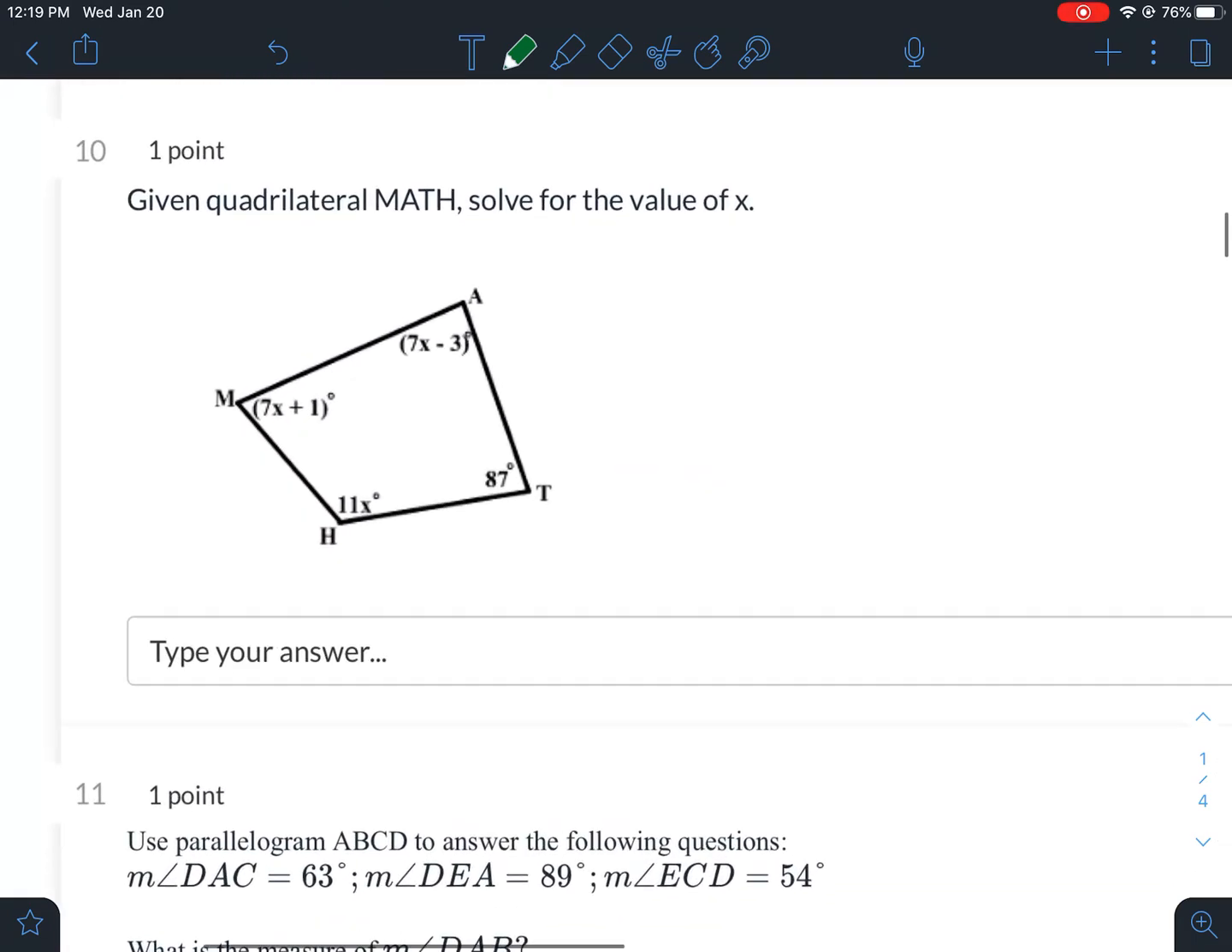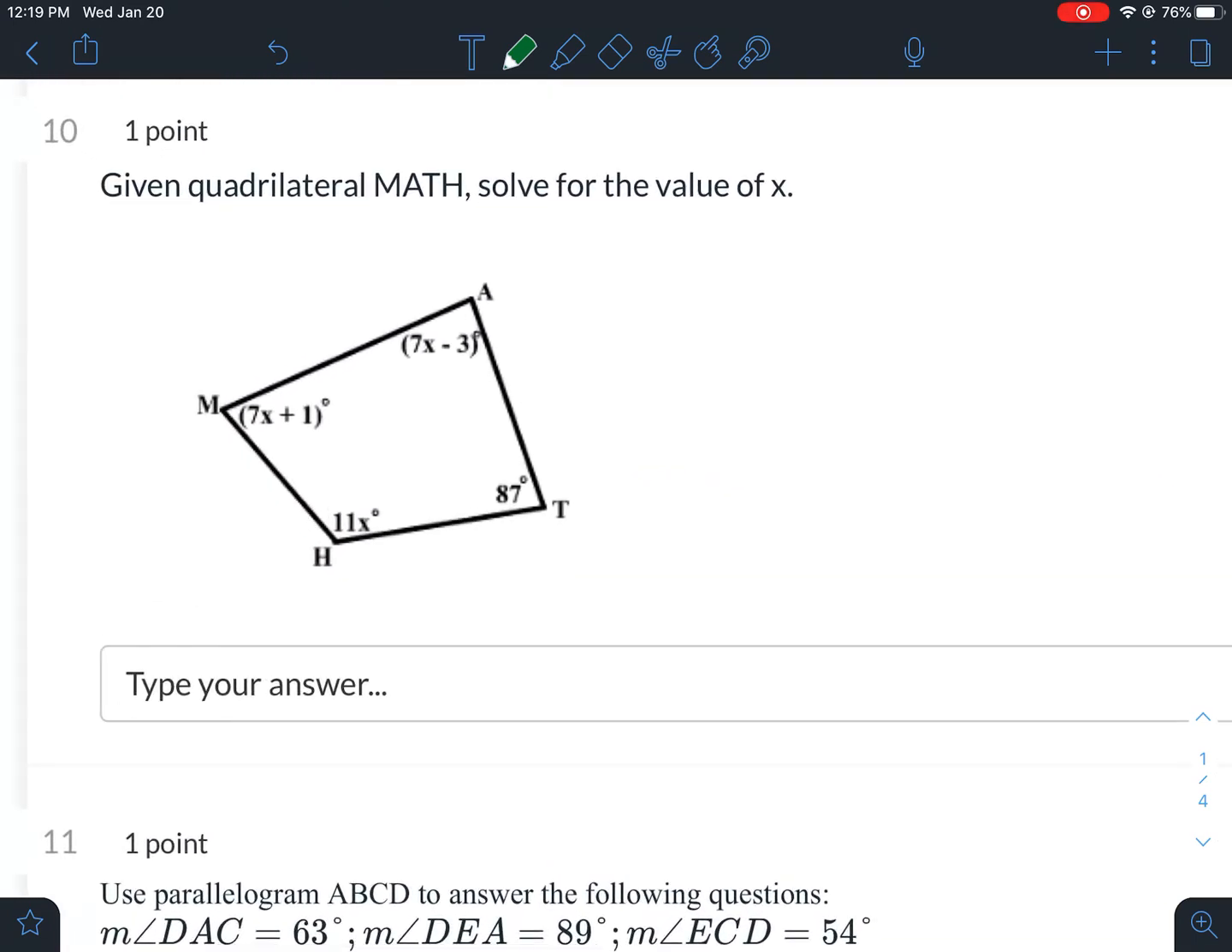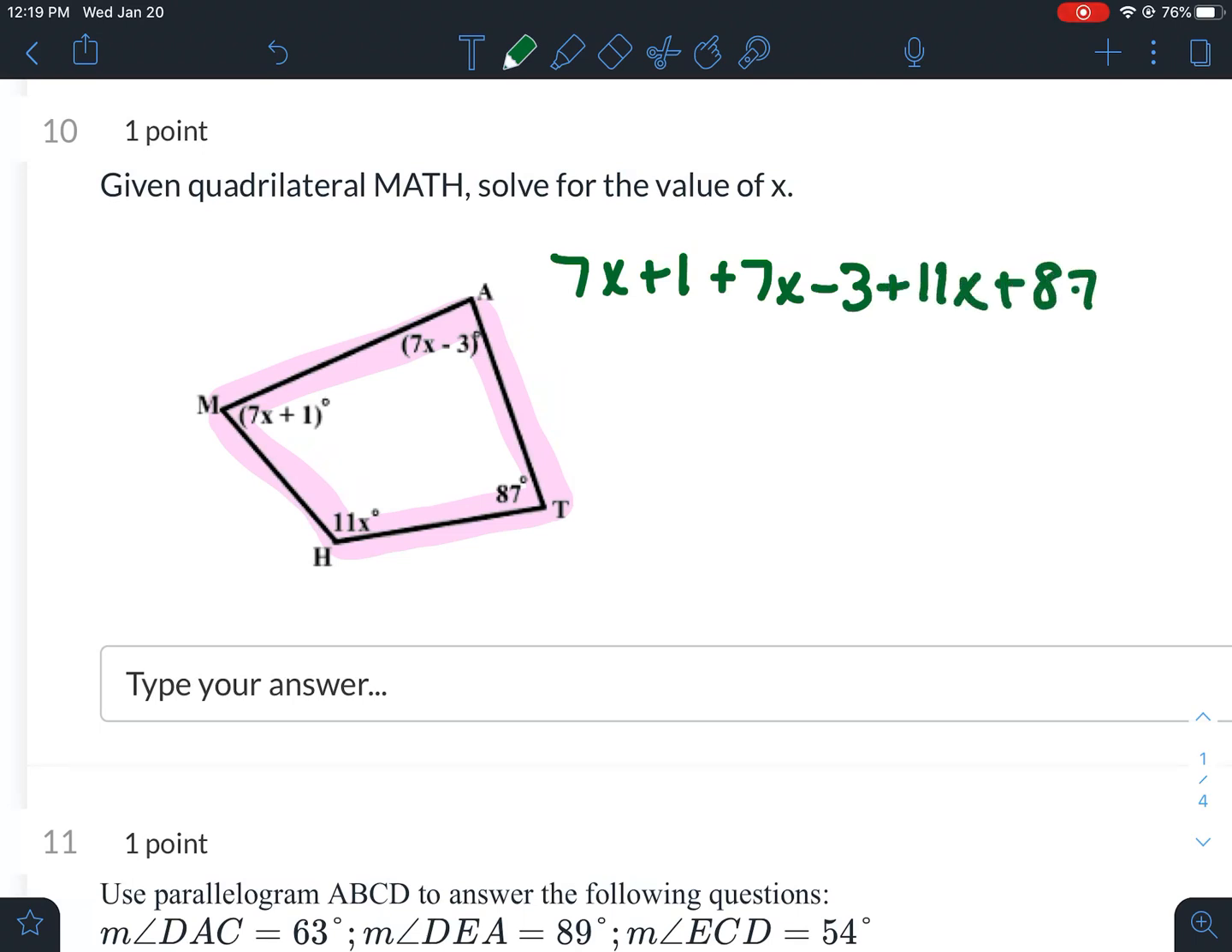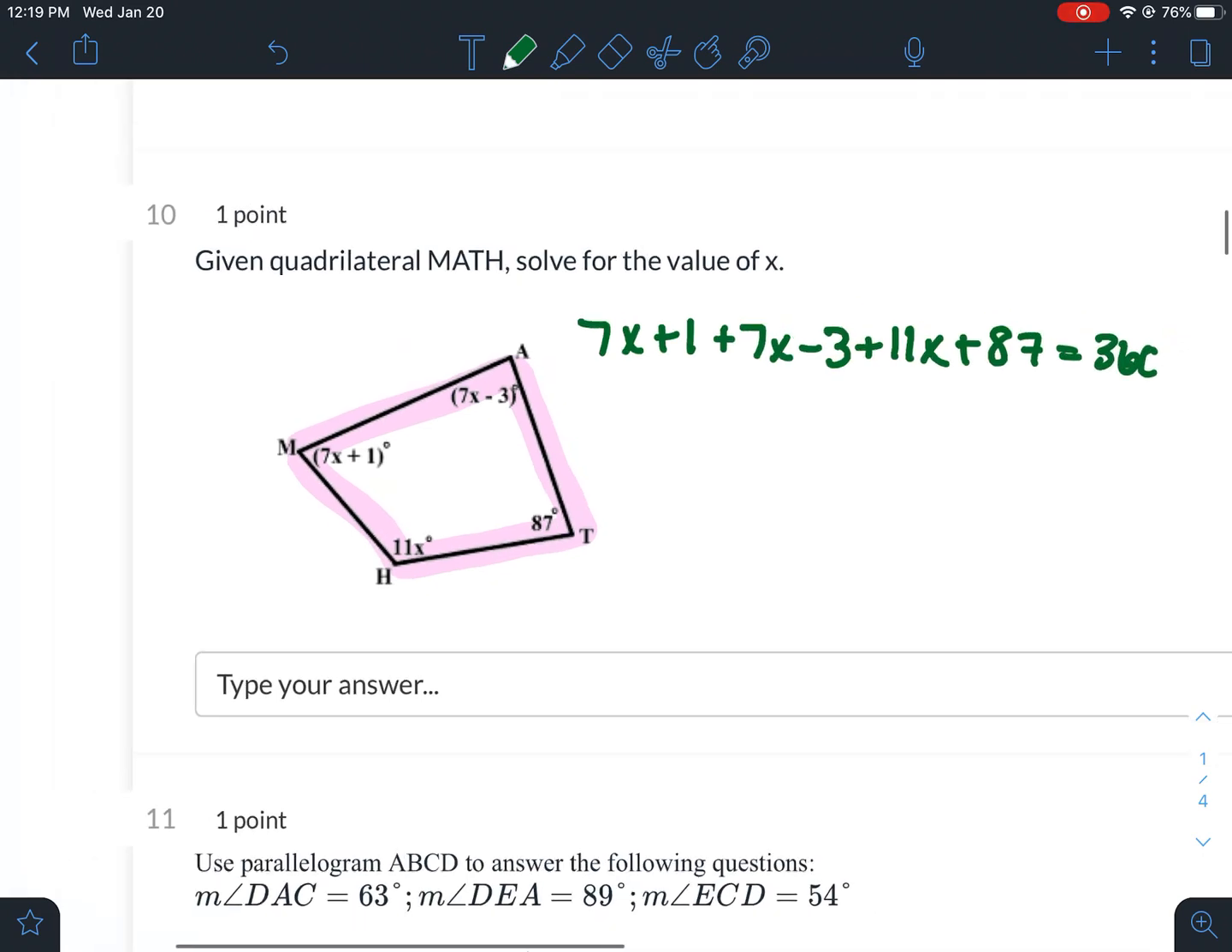Number 10. Once again, this is a quadrilateral. We call it math. Isn't that creative? So here, my quadrilateral once again has 4 sides, which means the sum should be 360. So I'm going to add up all my numbers. You should get something like 7x plus 1 plus 7x minus 3 plus 11x plus 87 equals 360. And solve from there.